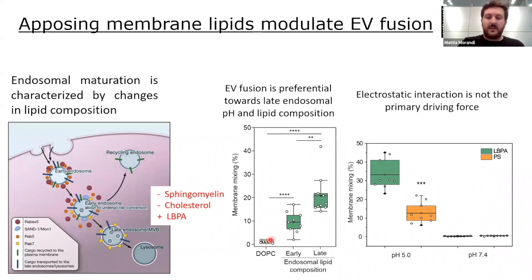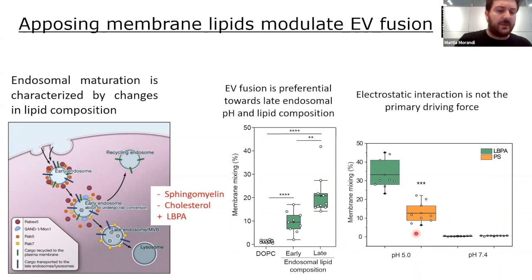And even more importantly, we can tell that the affinity for a late endosomal lipid composition is not due exclusively to the fact that we are working with a negatively charged lipid. So it's not an electrostatic interaction-based fusion or EV liposome interaction, because if we swap LBPA for phosphatidylserine, which is similarly negatively charged, but obviously is not present in the same amount in late endosome, the fusion drops significantly. So there is an affinity specifically for LBPA and for late endosome.